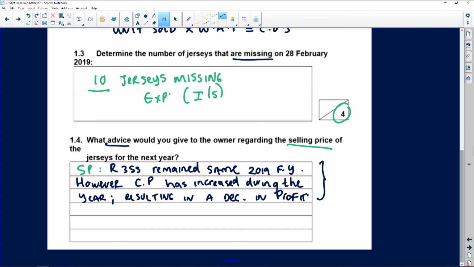So based on this bit of information, what advice would you give the owner? So the advice you would give him is increase your selling price in the next financial year. Okay, so quite obvious. He wants to maintain that markup, or he wants to maybe sell at a slightly higher price, whatever the case may be, he's got to increase his selling price. You could argue, if he increases his selling price, will he still be able to sell the same number of jerseys in terms of quantity? So remember, you could talk about the pros and the cons, but just make sure you are able to substantiate.